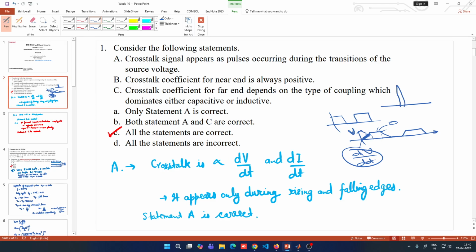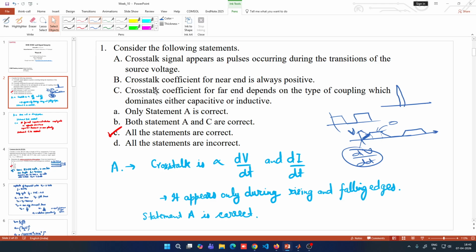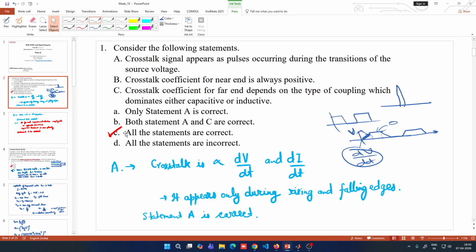Statement A is correct. Statement B states that the crosstalk coefficient for near end is always positive, which is true, so statement B is also correct. Statement C, the crosstalk coefficient for far end depends on the type of coupling which dominates, either capacitive or inductive. That is also correct. At far end, capacitive and inductive coupling act in opposite directions. When capacitive coupling dominates, it will have one polarity; if inductive coupling dominates, it will have the opposite polarity. So statement C is also correct. The correct option here is that all the options are correct.